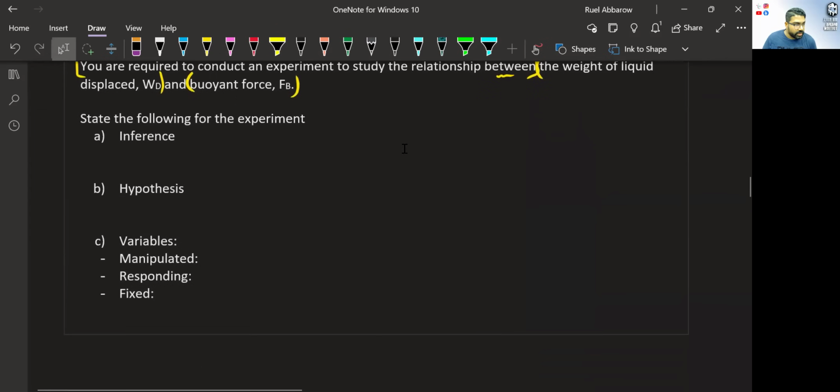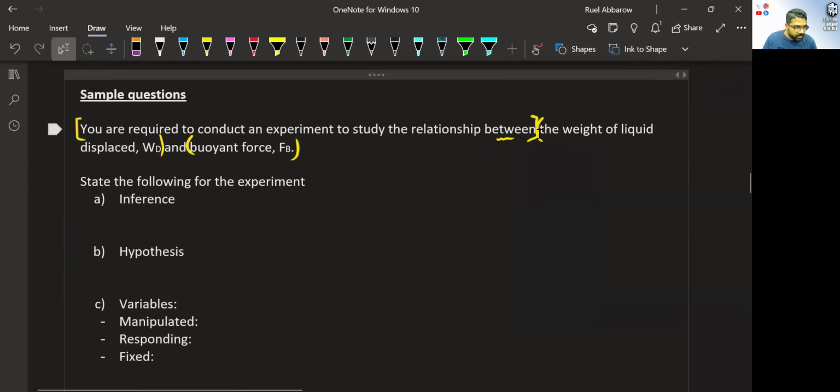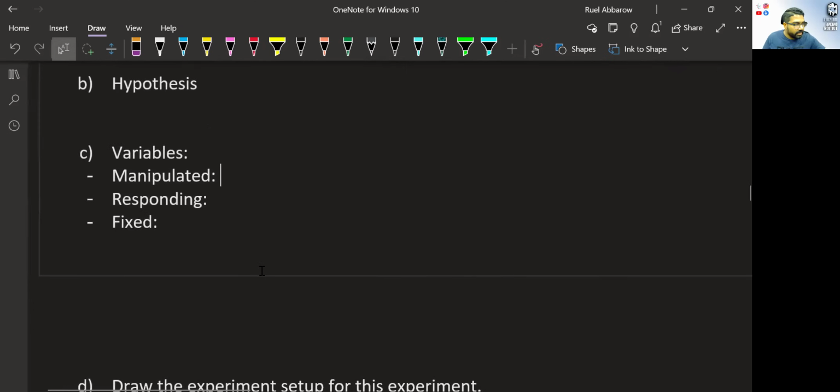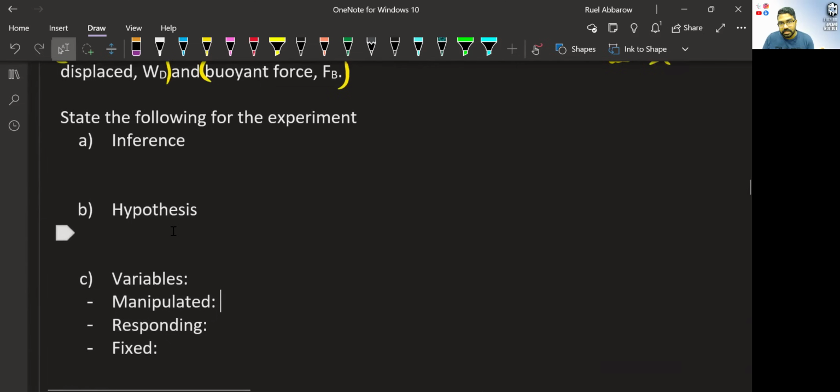Here the manipulated variable according to your textbook is the weight of the liquid displaced. Now, usually the first one that follows the word between is the MV. So if you're confused, if you really don't know, then if you had to guess, that is probably how I would guess. So the first thing you do is figure out the MV and RV, even if they don't ask, because we need the MV and the RV to answer inference and hypothesis.